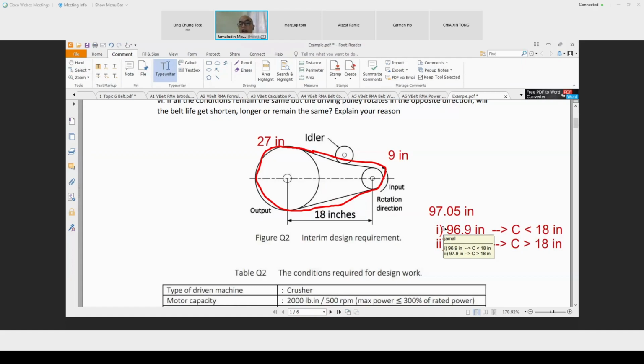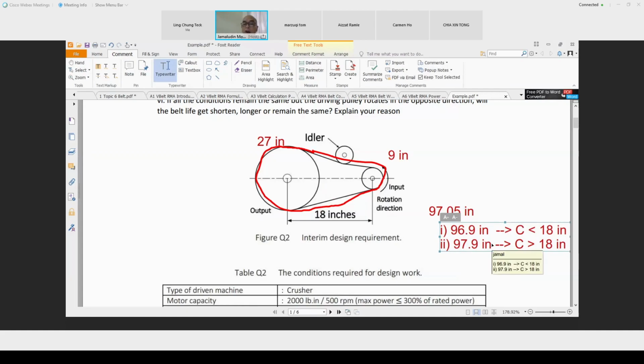However, in certain cases, the C is going to be mentioned either as a minimum or maximum. Okay, meaning for example, let's say the maximum is 80 inches. That means the choice is going to be the first one. If the minimum is going to be 80 inches, the choice is going to be 97.9, because 96.9 and 97.9 are the standard lengths of the belt. That's what it means. Okay. Let's say we choose 97.9, the second one.